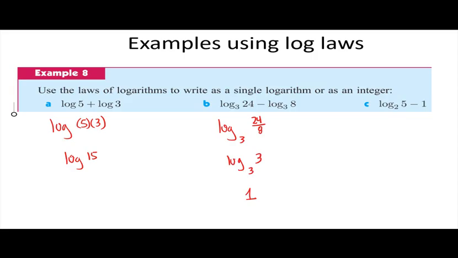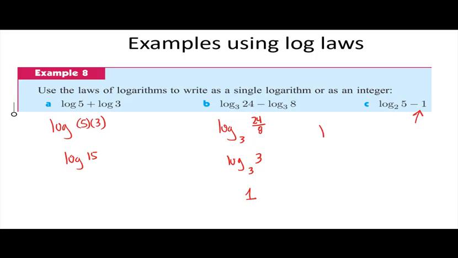This one's a little bit tricky. The incorrect thing to do is take 5 minus 1, because you have to think of this as one whole term. This 5 is part of this log, and this is just a normal 1. So you cannot take 5 minus 1 and say, oh, this is going to become 4. That would be incorrect.